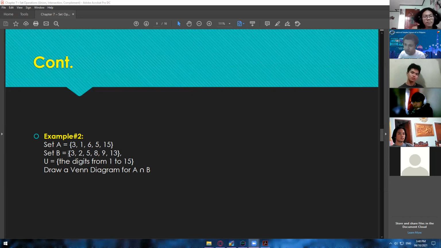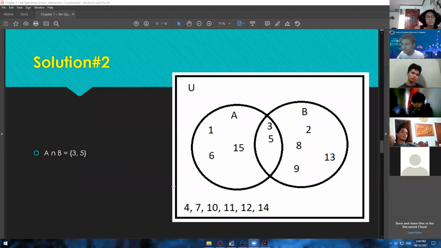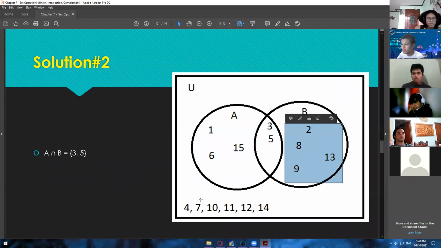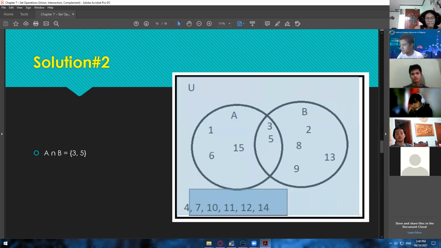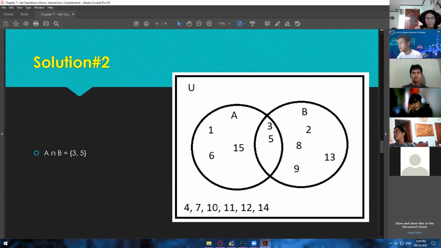3, 5. What else? Right, so I think that's all. We only have 2, which is 3 and then 5. So here is now the solution. Here are the distinct elements of set A and then the distinct elements of set B. And then the other elements that are not in set A and set B are in our universal set itself, which is 4, 7, 10, 11, 12, and then 14.